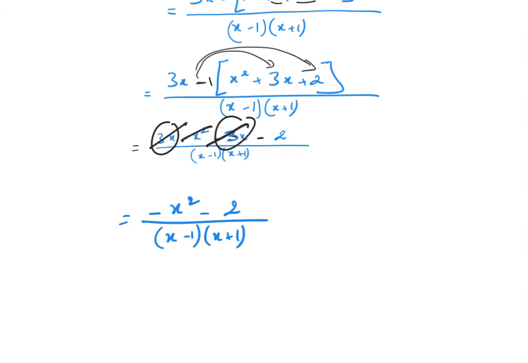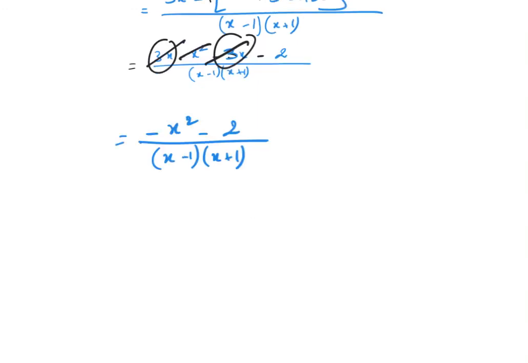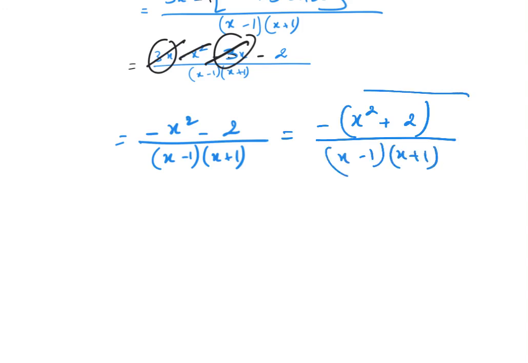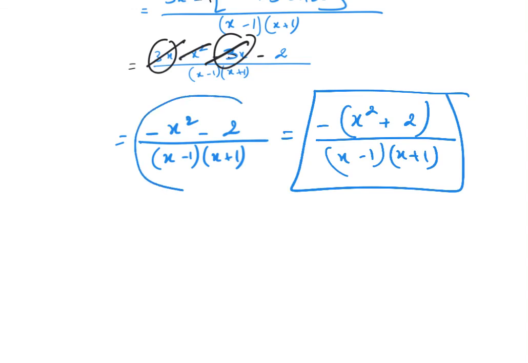Well, we can continue one more step here. We can factor out negative 1, so that would be negative x squared plus 2 over x minus 1 times x plus 1. And this is going to be the final answer. Also, you can use the previous one as your final answer. So both of them are correct.